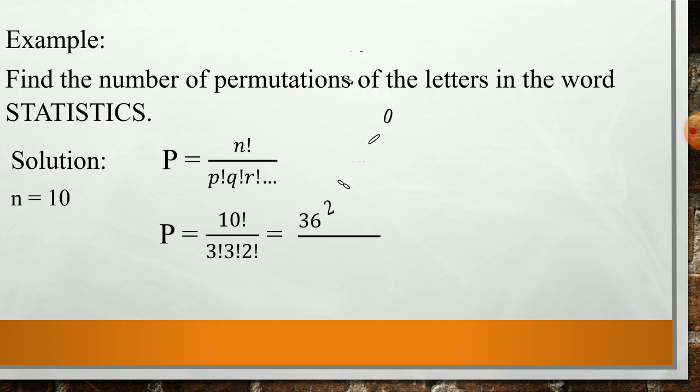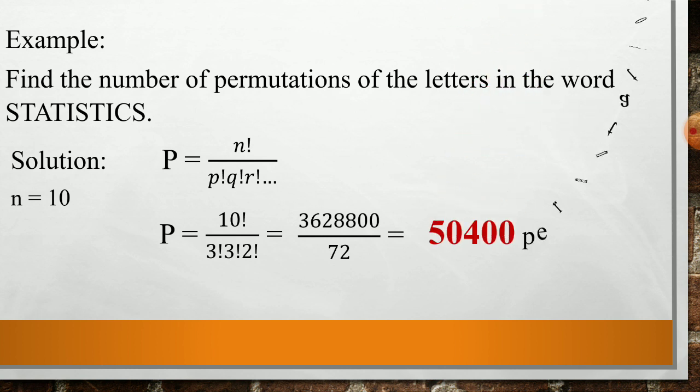Evaluating it further, 10 factorial is equal to 3,628,800. Then 3 factorial times 3 factorial times 2 factorial is equal to 72. Getting now the quotient, that will be 50,400 permutations.